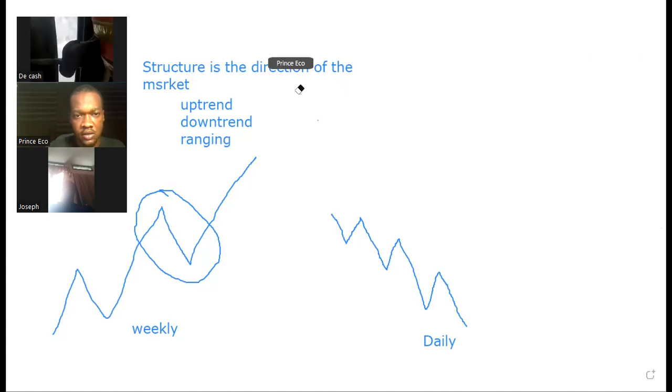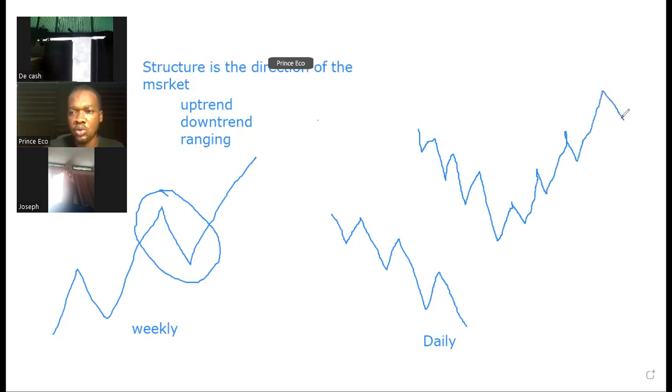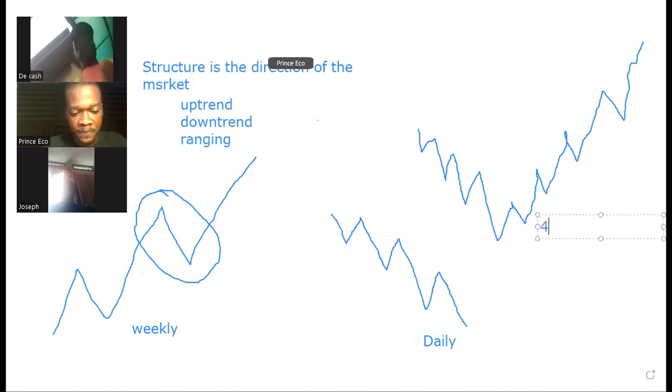Let me go back here. On the 4 hours, it's giving us bearish, bearish, bearish movement. Then we find out it starts giving us something like this, a bullish movement also. Don't mind my drawing, please. Okay. So now let's just say this is the 4 hour.